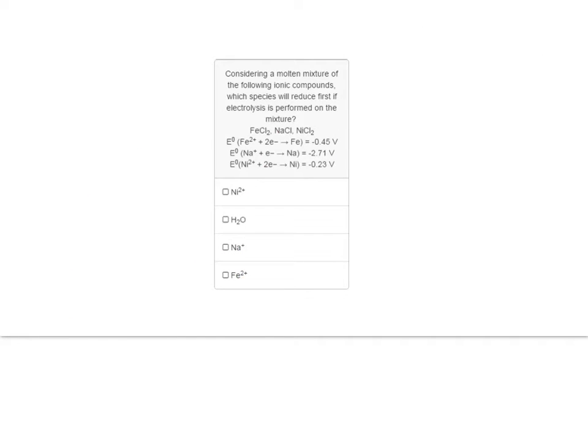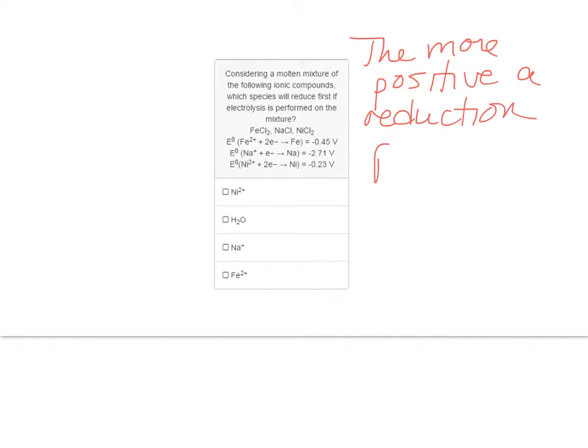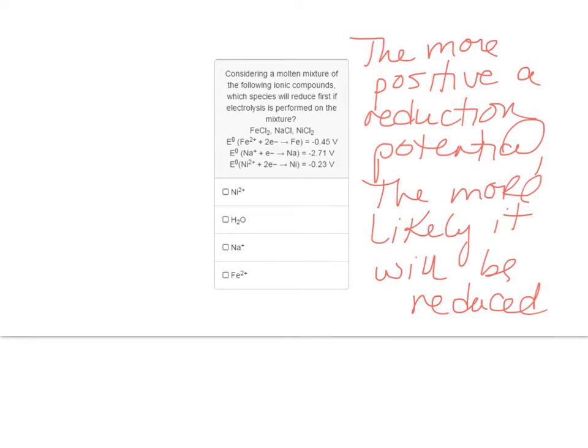All right, so there is a rule in pretty much all electrochemical reactions, including electrolysis, that the more positive the reduction potential, the more likely that substance will be reduced. Because remember, positive is good in electrochemical reactions. All right, so let's look at all of them. Which one is the most positive reduction potential?